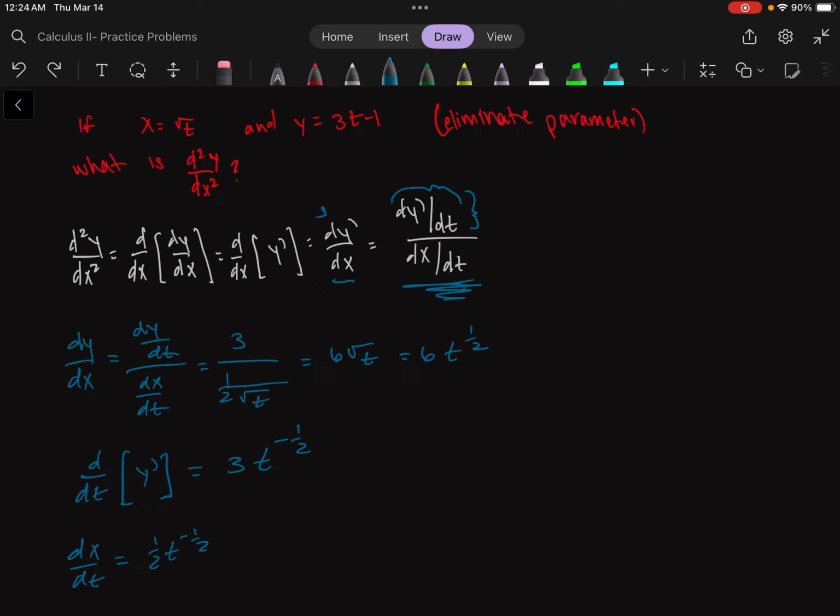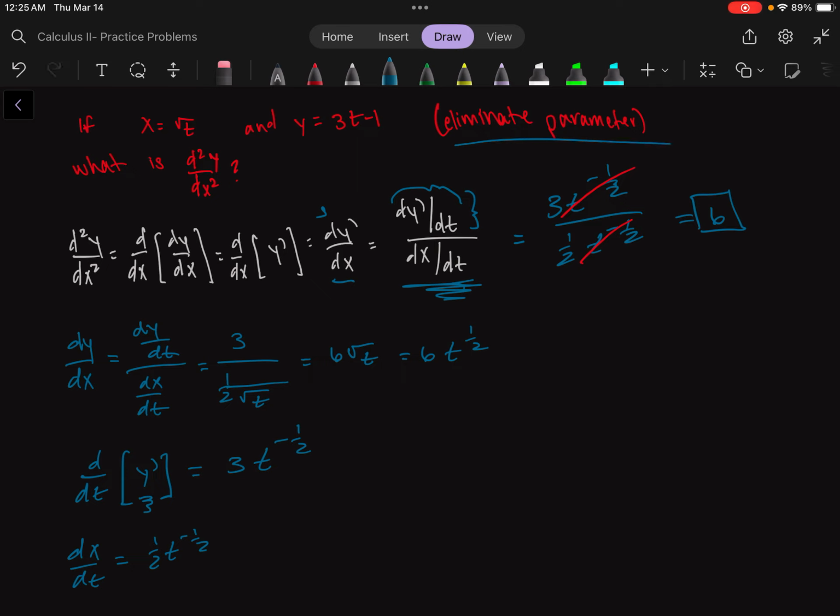And we can divide those, right? We can put the 3t to the negative 1/2 on top and the 1/2 t to the negative 1/2 on the bottom. As you can see, the t to the negative 1/2 is going to cancel that t to the negative 1/2, and we're just left with 3 divided by 1/2, which is 6. So this is the general strategy. What we're going to do, we're going to find y prime, right? Derive it with respect to t, and divide that by dx dt. Or we can do what's called eliminating the parameter, which we looked at in the last video.